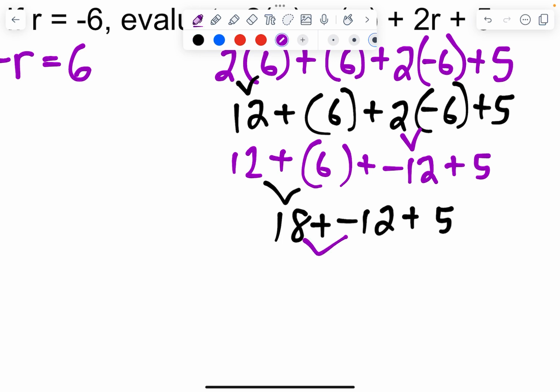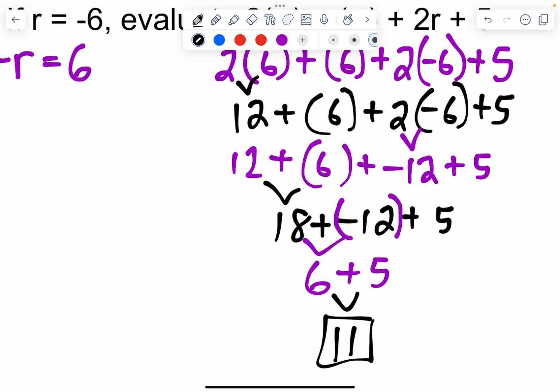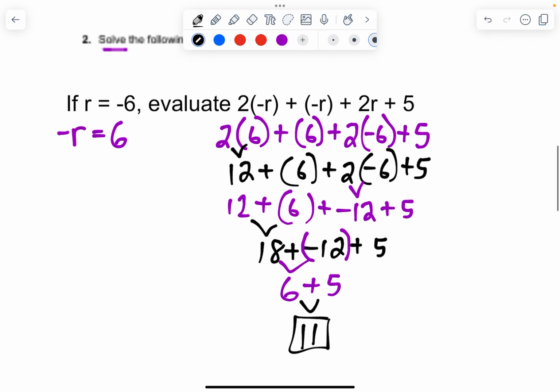Now, in some classes with other teachers, they say that you must have a parentheses around your negative 12. You do not need to. However, if you like to, even up further, feel free to do so. But I end up with 18 plus negative 12, which is 6 plus 5, and then 6 plus 5 is my 11. So again, today, it's just like a check. If you have questions, let me know.